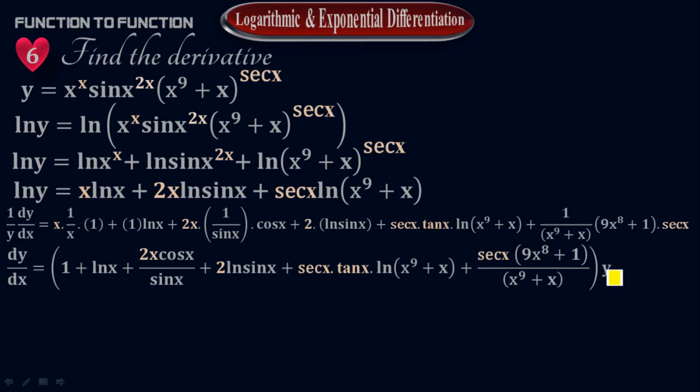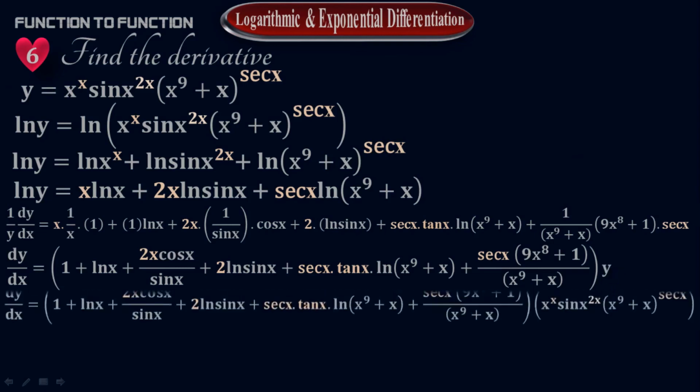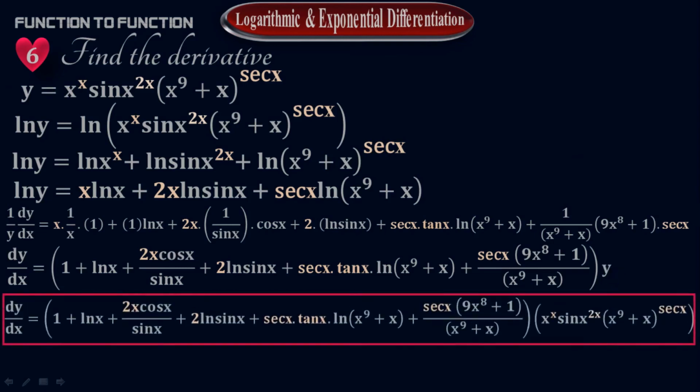Now put the value for the y. The value of y is this expression. It equals x to the x into sine x to the 2x into x to the 9 plus x, to the whole secant x. Just put this expression for the y because it equals y here. Put it here for the y. So my final derivative expression will be this. I just plugged y equals this expression. This is going to be my final derivative answer for the given function.